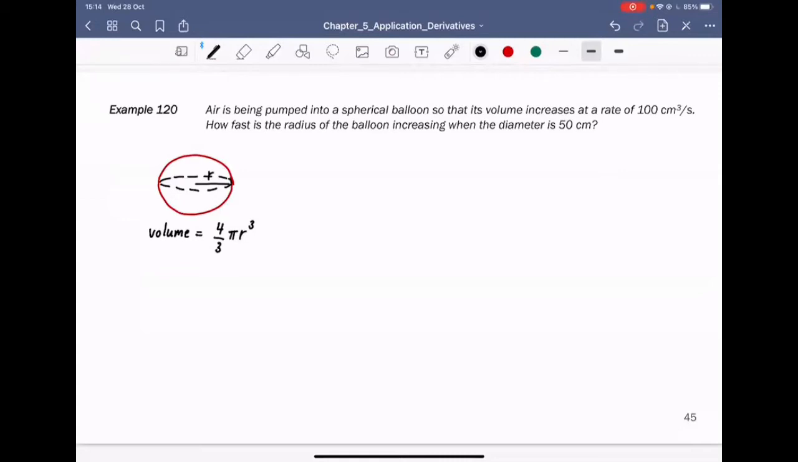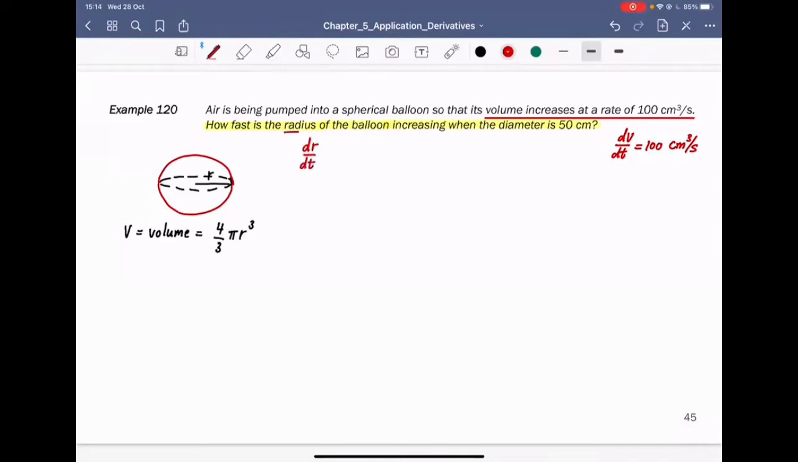And then we can let this be V, the volume of the sphere. The question gives you that the volume increases at the rate of 100. So it is given that dV by dt equals 100 cubic centimeters per second, right? This is given. What you need is how fast the radius of the balloon is increasing when the diameter is 50. So actually you need dr by dt, right? This is what you need.